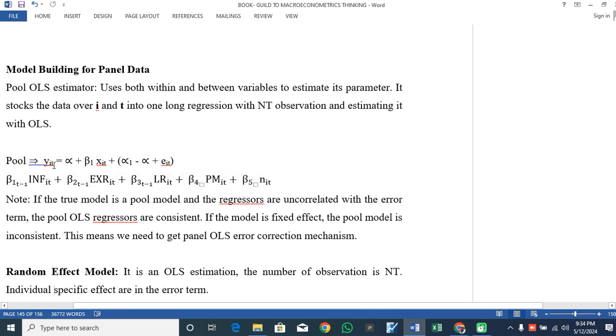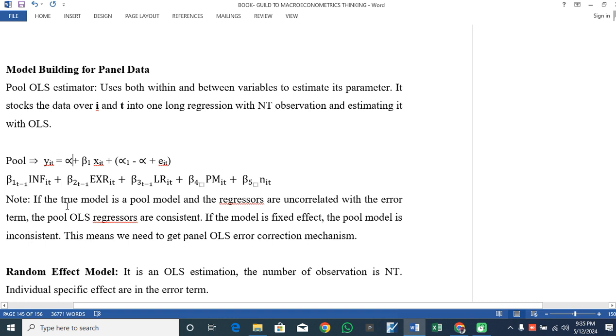Y_it is a function of alpha 0 plus beta 1 X_it, as expressed here. If you look at this equation, you will observe that we have a constant here, and we also have other dimensions of it in this other area, including the error term. So this can actually be expressed as this if you move further.